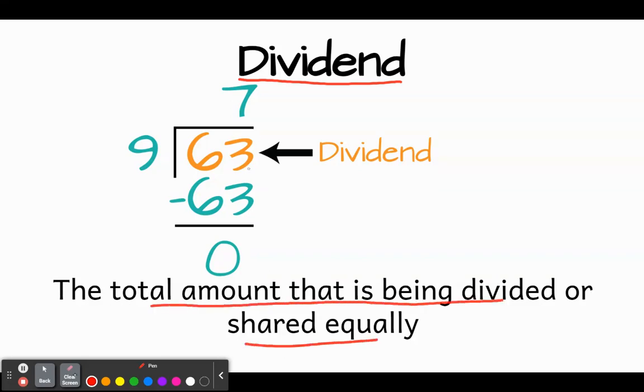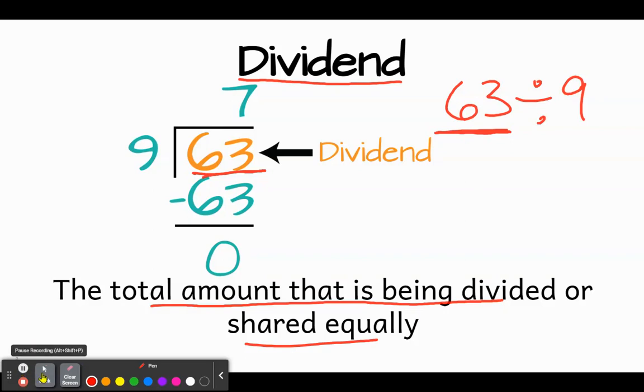So the dividend is going to be 63. That is what we are sharing. We'll sometimes see this same problem written as 63 divided by 9. So 63 is going to be our dividend. That is the total amount of things that we have.